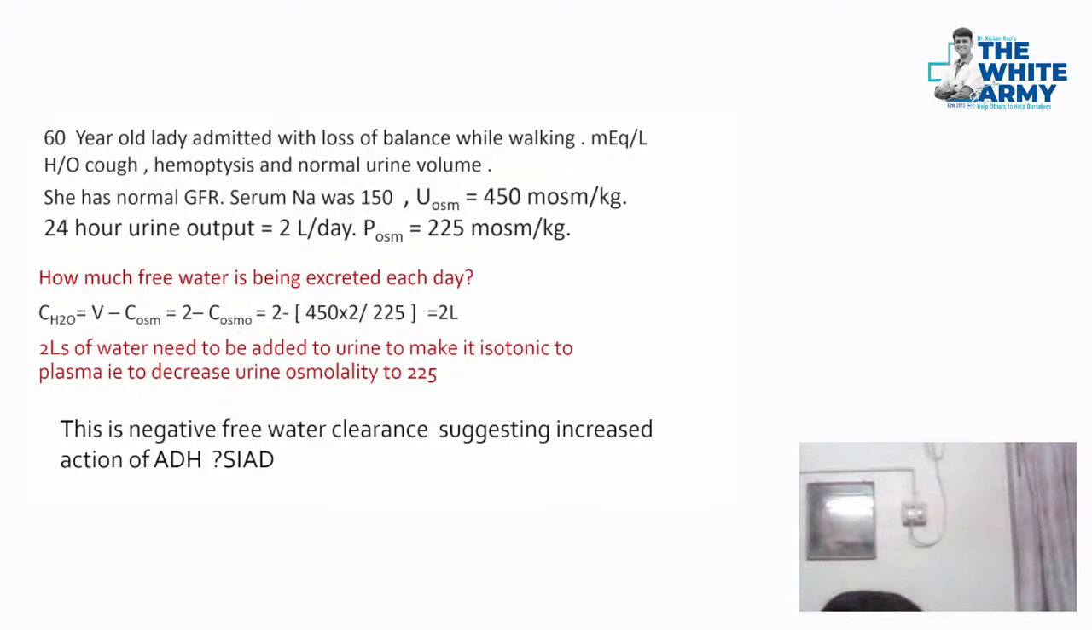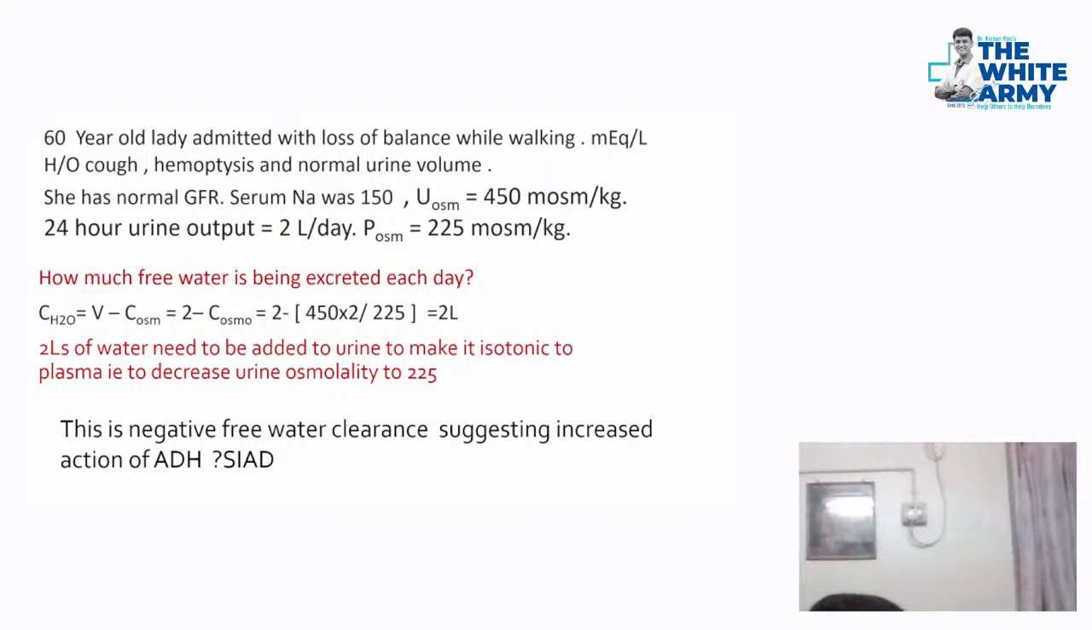So in a 60-year-old lady who has loss of balance, which can be attributed to hypernatremia. When you say hypernatremia itself, as we suggested earlier, it says free water deficit. And when you say free water deficit, you are calculating the free water clearance. The free water clearance also tells you the correct direction. There is a negative free water clearance. So this patient has to be given around 2 liters of free water to make the sodium normal.